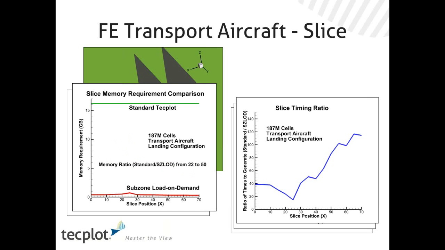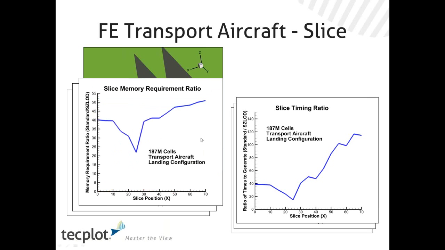Right. The standard Tecplot does not read all of the data, by the way. No. It only reads the data it needs, but it reads it in much larger chunks. It reads the variable for the entire zone, all 187 million cells. And so it's substantially faster. It's substantially less memory. Again, between 20 and in this case 55 times less memory than the standard Tecplot.